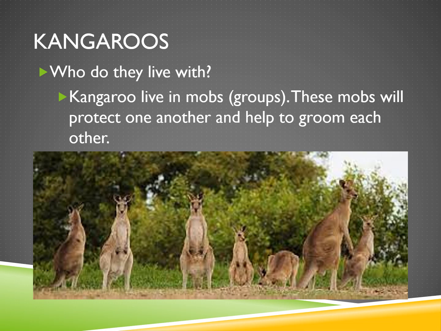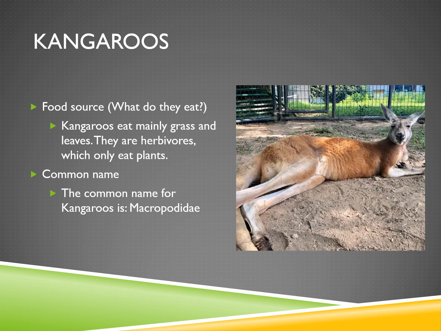So again, not asking who is it living with in terms of like, oh, does it live with other elephants? It's asking, does it live with other kangaroos or does it live by itself? And that's for every organism that you look at. Then we have the food source. What do they eat? Kangaroos eat mainly grass and leaves. They are herbivores which only eat plants.